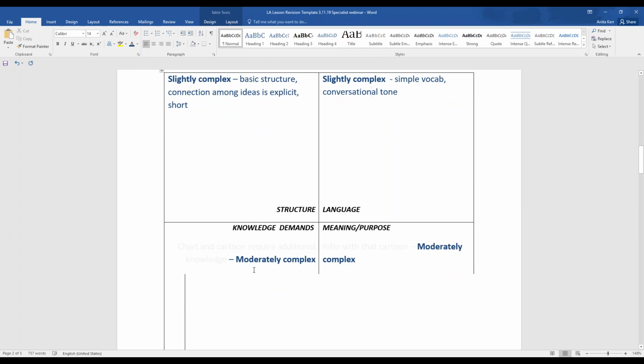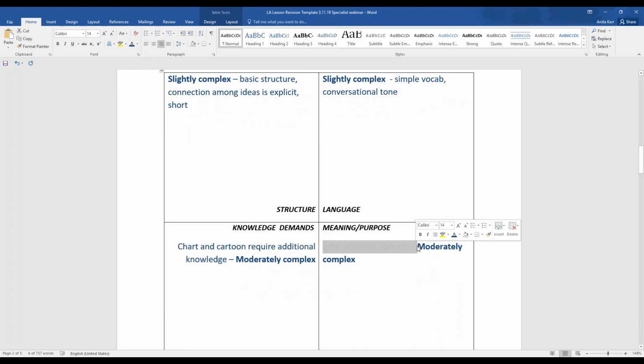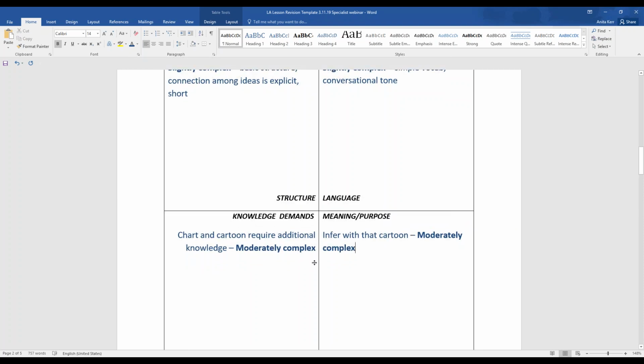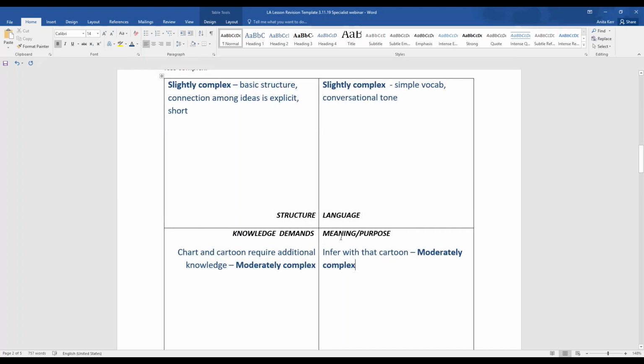Certainly, the other piece where knowledge demands and meaning and purpose will bump us is if you include the chart and/or the cartoon. If you incorporate those pieces in, because many of the questions deal with both, you definitely have upped your knowledge demands and your meaning and purpose to moderate. So agreed, those are probably the two areas where students might need some extra supports. Very good. Perfect.